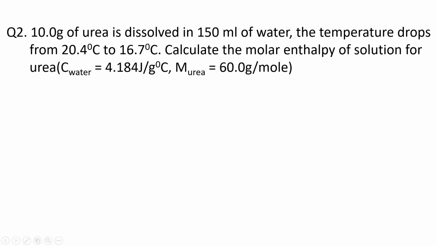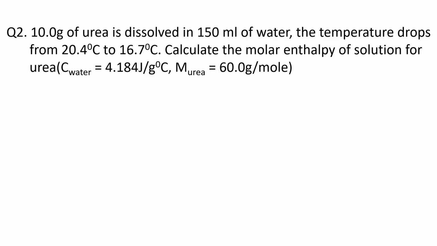Now, coming to the next problem. Okay. What is the problem? What is problem number 2? Look at here. 10 gram of urea is dissolved in 150 milliliter of water. The temperature drops from 20.4 degrees centigrade to 16.7 degrees centigrade. Calculate the molar enthalpy of solution for urea. What is given? Heat capacity of water, that is 4.184 joules per gram per degree centigrade, and molecular weight of urea, that is 60 grams per mole.